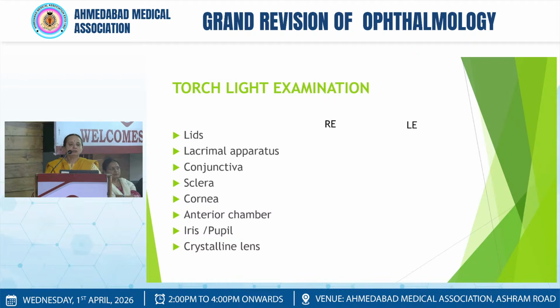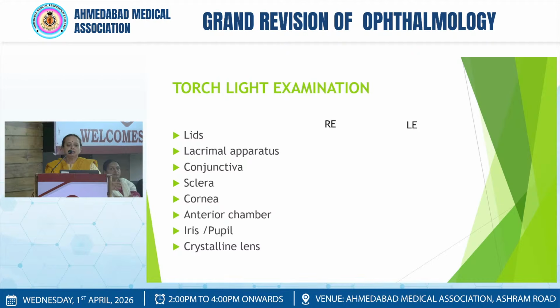Next comes the examination of the eye properly, that is torchlight examination. First always examine the right eye and then go for the left eye, irrespective of the complaint of the patient. Suppose the patient complains that I am having problem only in my left eye, even then make it a routine always to examine the right eye first and then the left eye, so we will not miss out anything. And these are the points under which you will note down your findings.